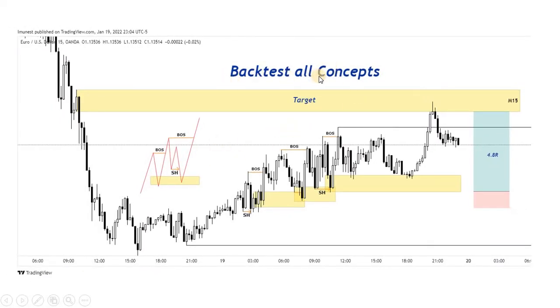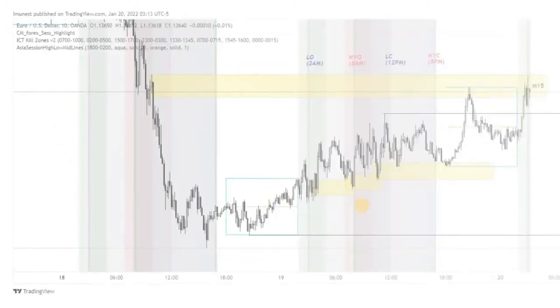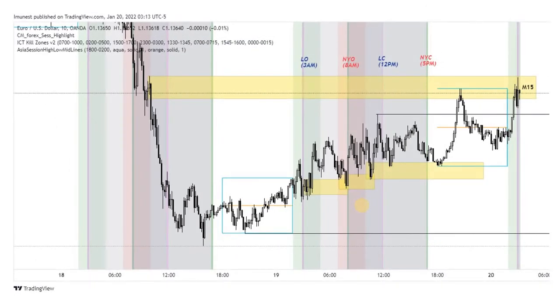So once again, we are reminded, backtest all concepts that you listen to. Okay. The next slide is just showing us the importance of time and price, and where we are getting our very important reactions from.